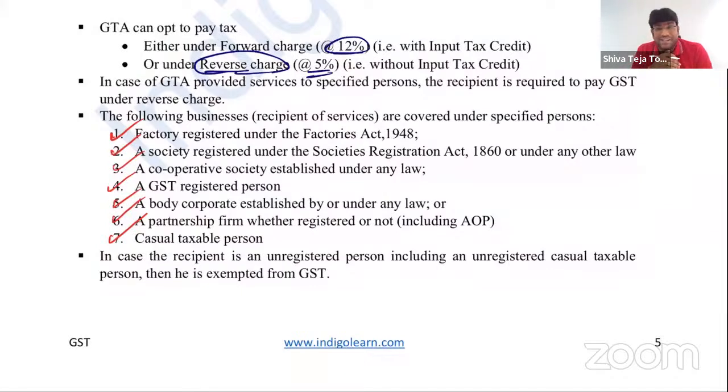So for GTA service, RCM will come into picture if GTA opts to pay tax at the rate of 5%. But if the GTA opts to pay tax at the rate of 12%, then there is no question of RCM. GTA only will be liable to pay tax under a forward charge. What is forward charge? Forward charge is those cases where the supplier is liable to pay GST. And reverse charge is those cases where the supplier is not liable to pay GST, the recipient is liable to pay GST. Those cases are known as reverse charge mechanism. Next.